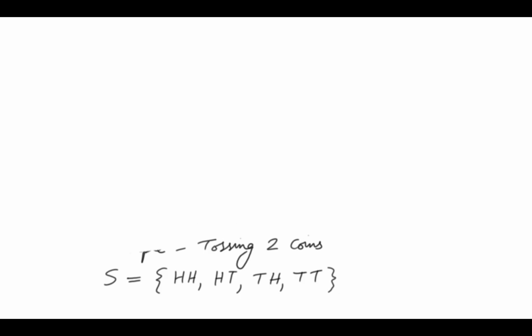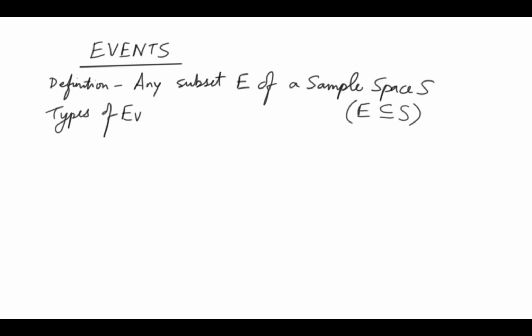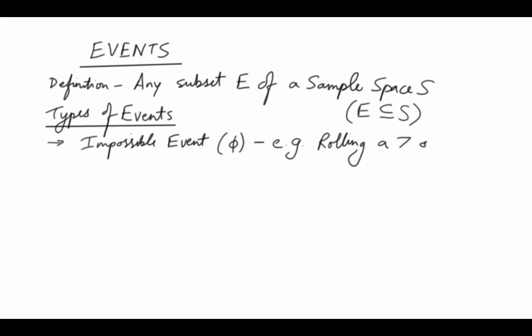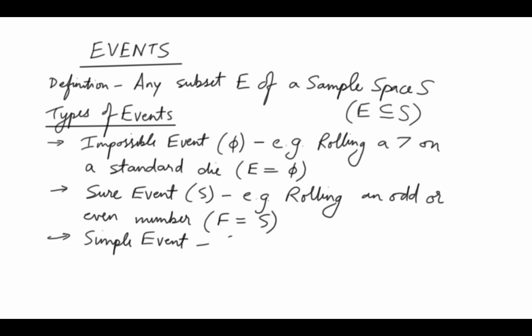What is an event? An event is simply a subset of your sample space. If the actual outcome of the experiment falls inside that subset, we say the event has occurred. We classify these events based on their elements. An impossible event is an empty set represented by phi, such as trying to roll a 7 on a standard 6-sided die. A sure event equals the entire sample space S, like rolling a number that is either odd or even. It is guaranteed to happen every time.